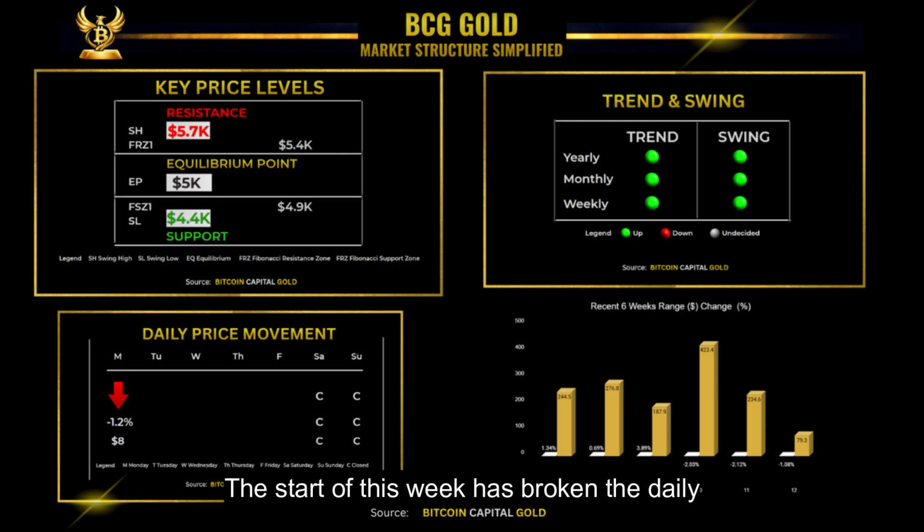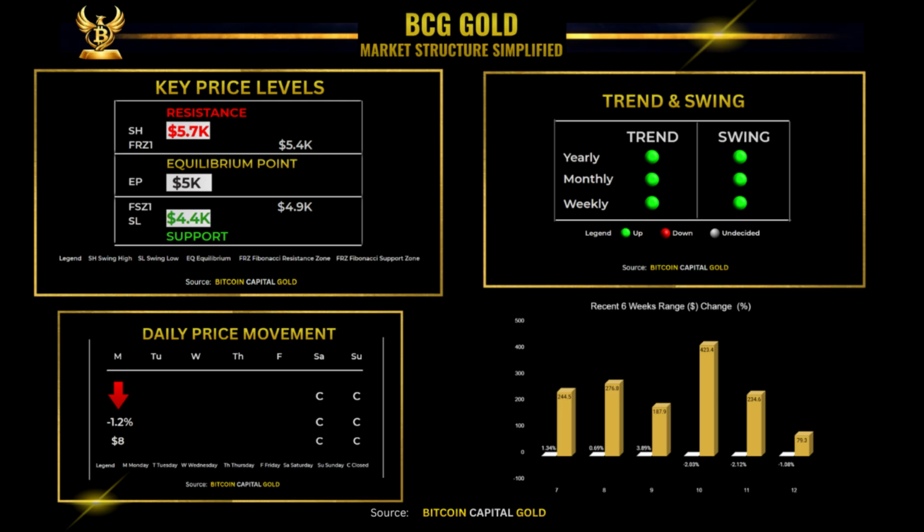The start of this week has broken the daily swing low at $5,005. However, price is not doing much other than going slightly above and below $5,000. The fact is, price can go either way and eventually will move away from the equilibrium point of $5,000. However, the next major test sits above price in the $5,400 Fibonacci zone, and support remains near $5,000, with the ultimate floor still at $4,400.